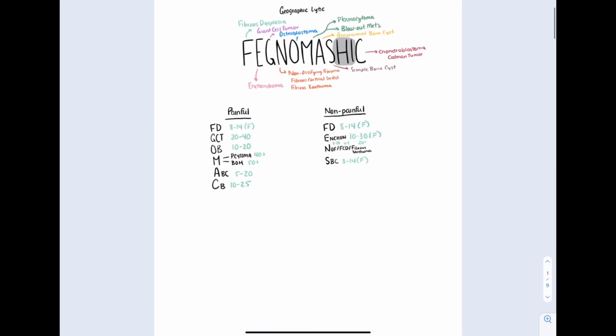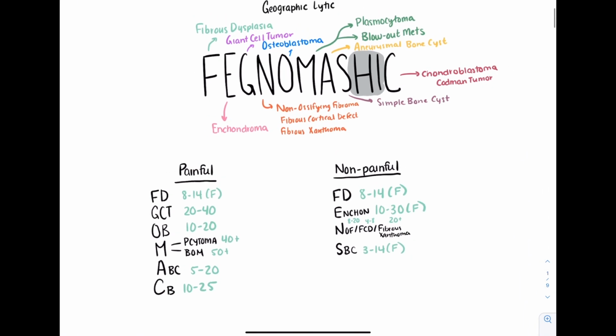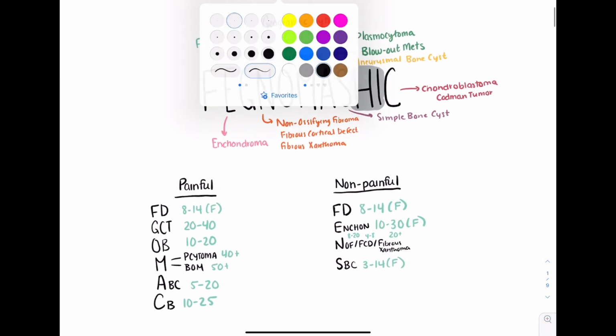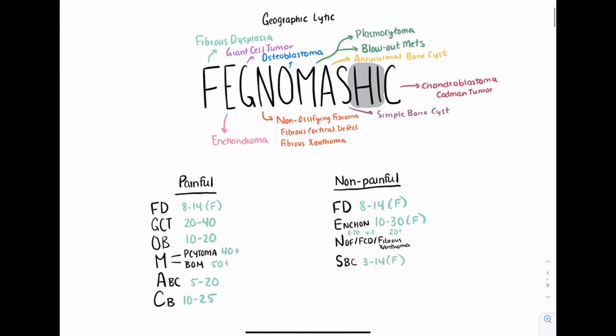So just going back up to here, what were the main things that we saw is that fibrous dysplasia really mimics everything. GCT, along with ABCs and CBs, are usually DDXs of each other, just like plasmacytoma and blowout mets is always a DDX with each other. Enchondromas and simple bone cysts really like the foot. The other thing that you'll think about with the calcaneus is an intraosseous lipoma.